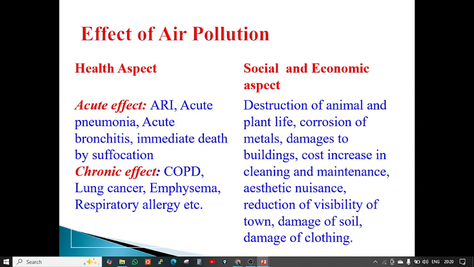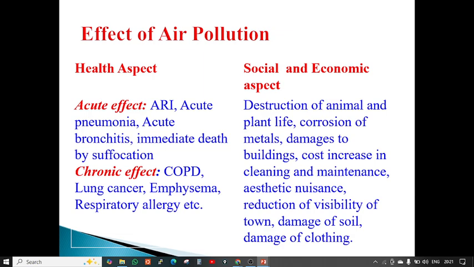Then the social effect: if you are suffering from cancer, or from mental disorder or neurochemical disorder, then socially also the people around you, in your surroundings, may hate you. So this type of effect you also have to see. Destruction of animals and plant life occurs, corrosion of metals, damage to buildings, increased social cost of cleaning and maintenance, aesthetic nuisance, reduction of visibility, damage to soil, damage to clothing. All these things are related to the social and economic aspect.